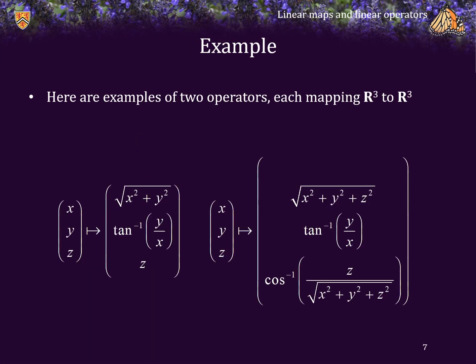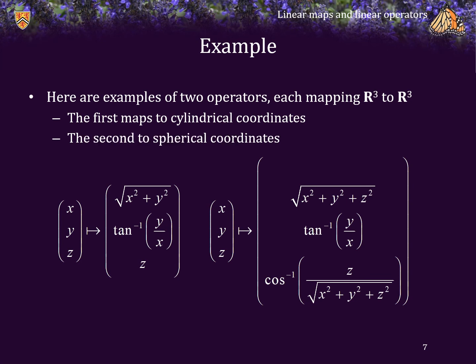Now, here are two examples of operators, each mapping R3 to R3. The first one is actually mapping rectangular coordinates to cylindrical coordinates. The second is mapping rectangular coordinates to spherical coordinates. Now, you will be using these mappings in your second year courses in calculus.